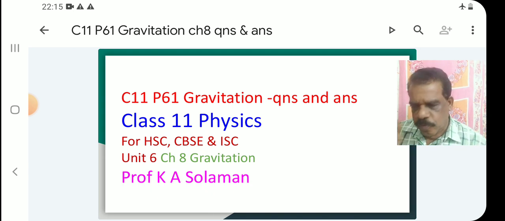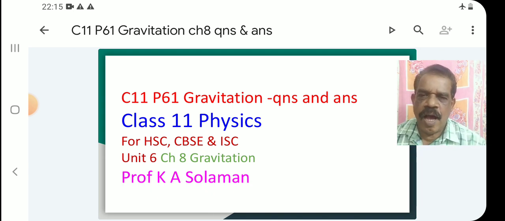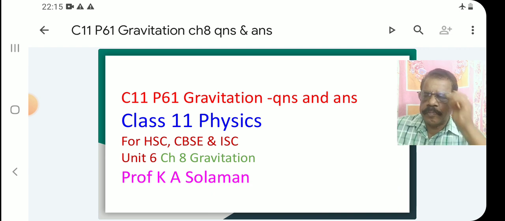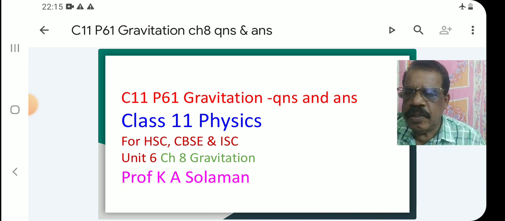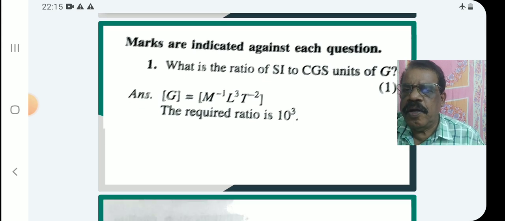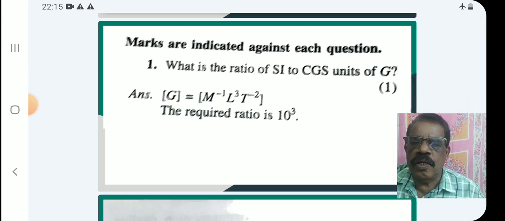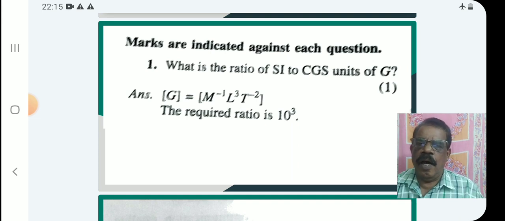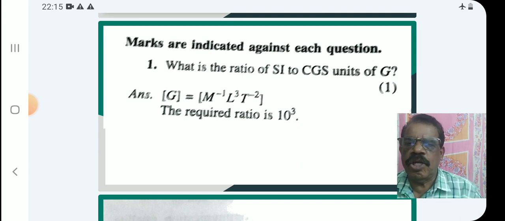Initially, I give some questions and answers, and thereafter we continue our topic one by one according to the syllabus. So, chapter 8, gravitation. These are the questions. Question number 1. Marks are indicated against each question. 1 mark, 2 mark. We indicate a mark at the end of the question.